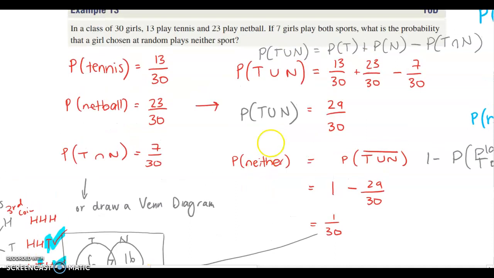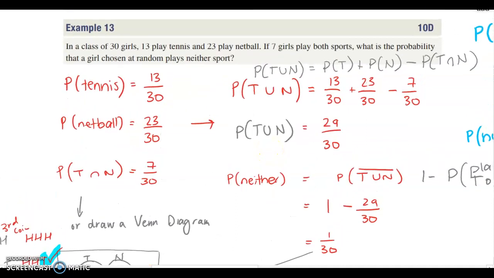Now let's go and read the question again. So I've got the numbers in the right spot. We've got the girls in our Venn diagrams in the right area, and the question says, what is the probability that a girl chosen at random plays neither sport?